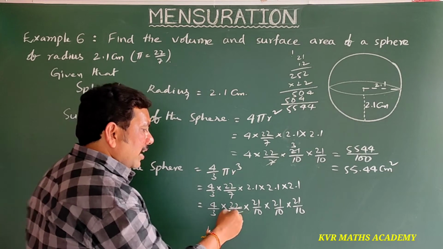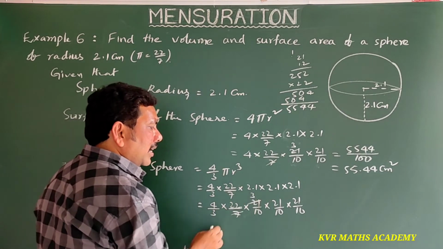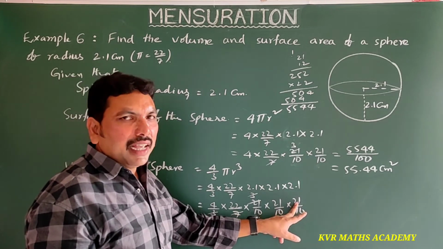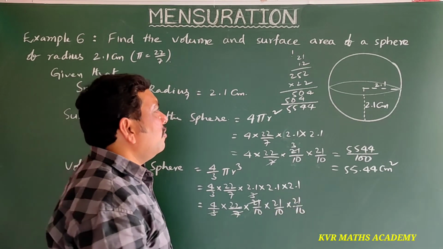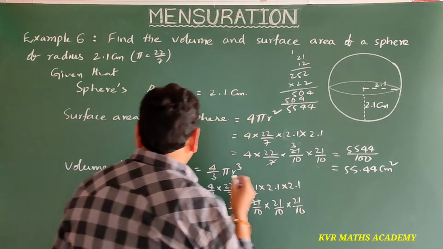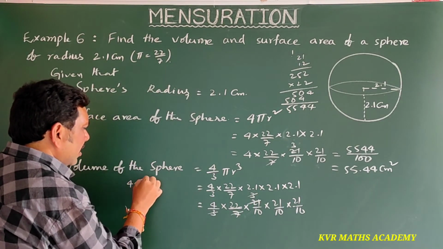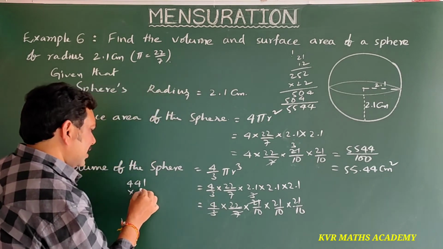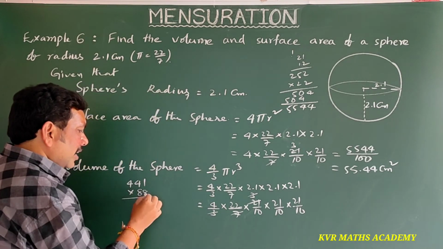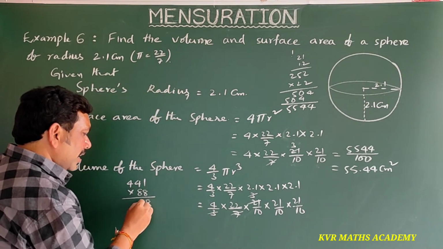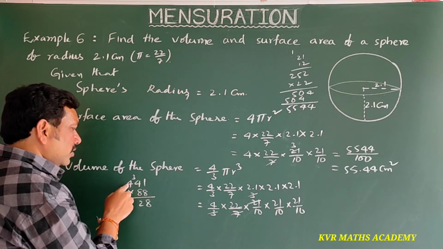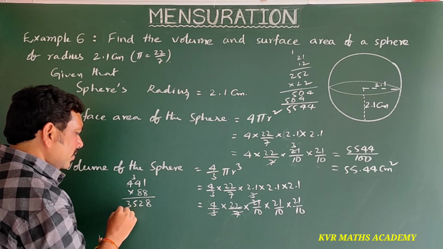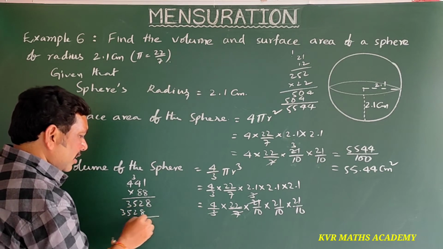Right? 7 in 21 how many times? 3 times, get cancelled. 3 also gets cancelled. 21 21s are 441. And here I'll write 441. Next, into 4 22s are exactly 88, no? 8 1s are 8, 8 4s are 32, 3 is there, 8 4s are 32 plus 3, 35. Again with the 8, means 3528 will come.